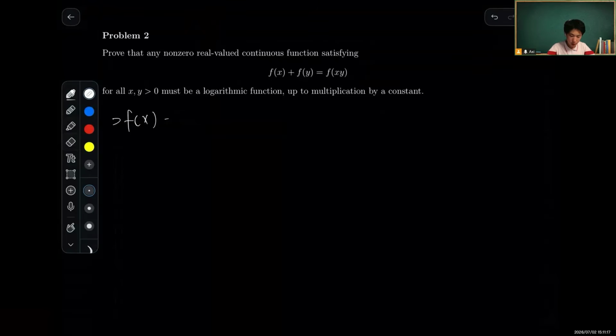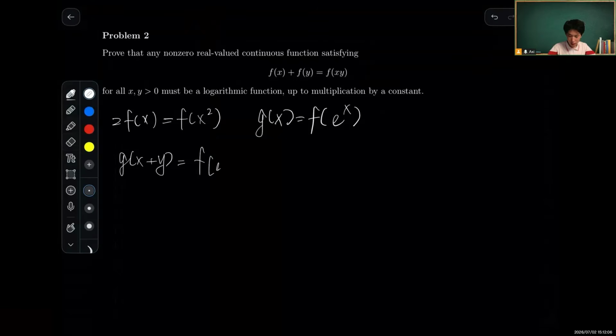We have f(x) equals f(x) squared. So now we're going to apply a step that is less intuitive, which is we define g(x) equal to f(e to the x power). Then in this case, let g(x + y), we know that it is equal to f(e to the x+y power). And this is essentially equal to f(e to the x power) plus f(e to the y power). And this is g(x) plus g(y).